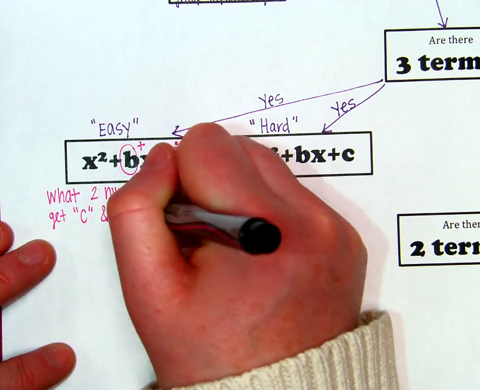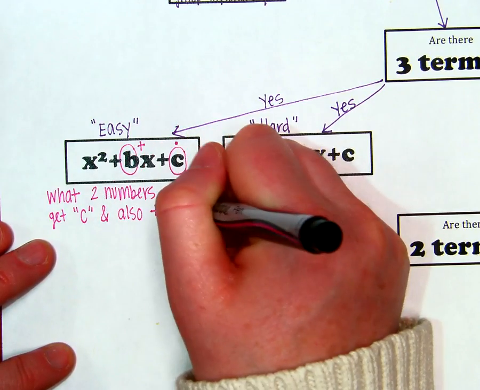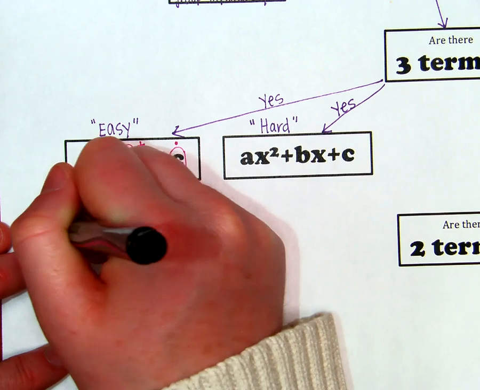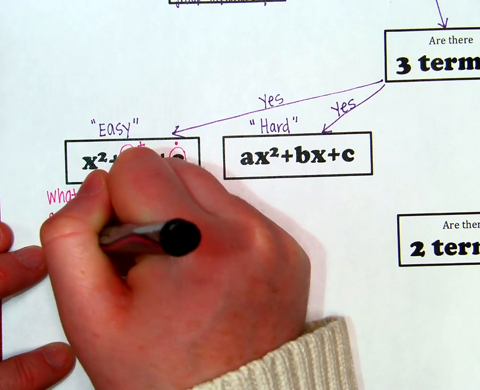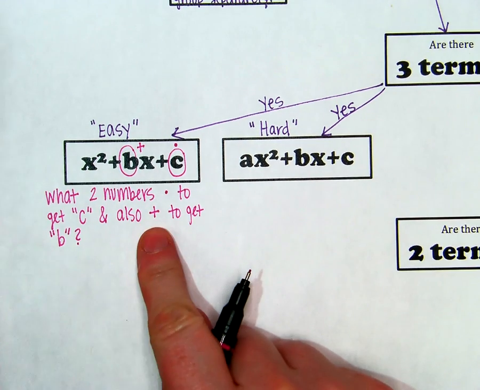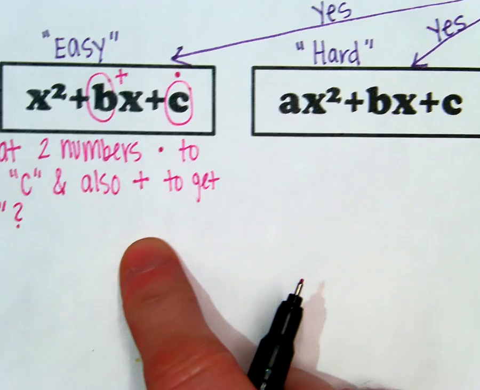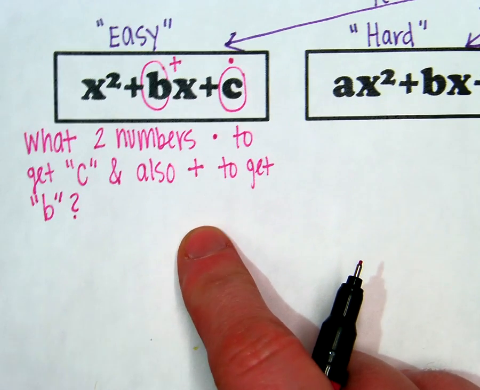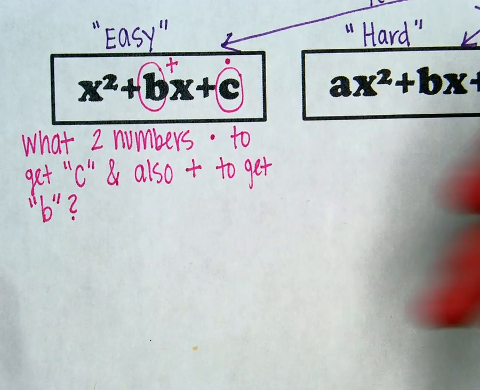and also add to get B. Whatever two numbers that works for. So whatever two numbers really do multiply together to get C, and also they add together to get B, that's what you fill in your parentheses with.